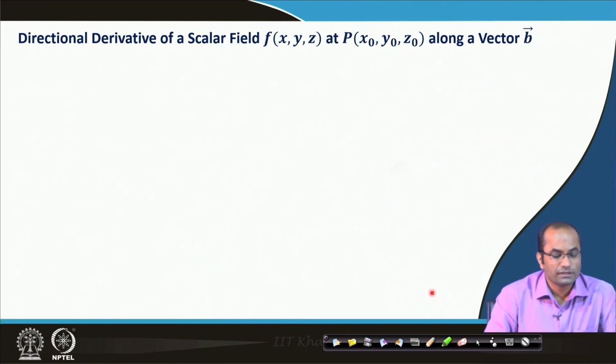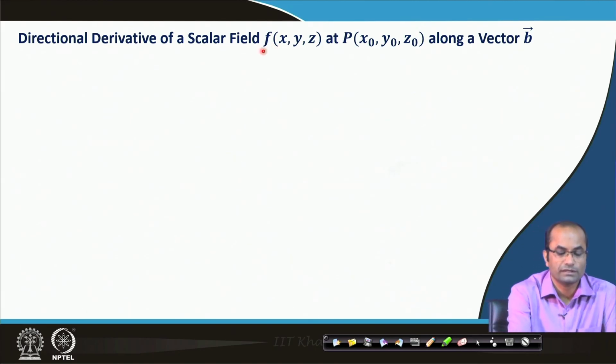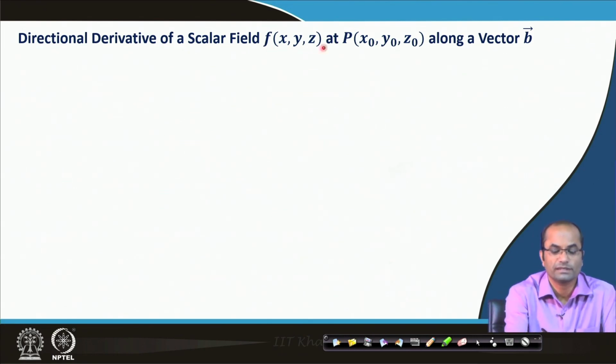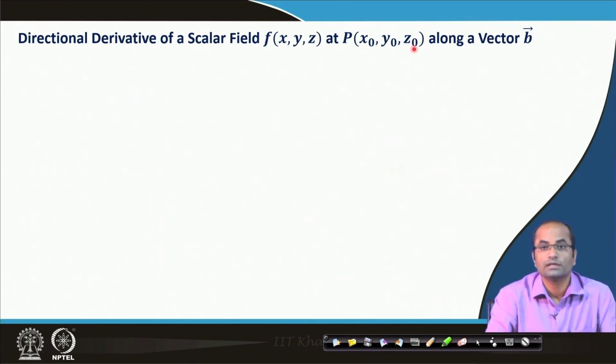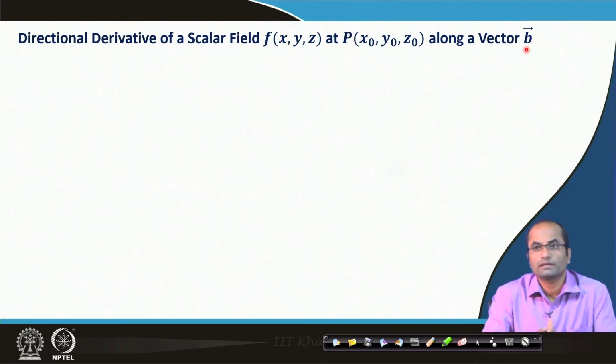Okay, coming back to the directional derivative, which I mentioned, it is a very important concept which we will study now. We are talking about the directional derivative of a scalar field. Suppose we have f of x y z, a scalar field, and a point x naught y naught z naught, along a vector b. So, what is the difference here? What are we calling the directional derivative?